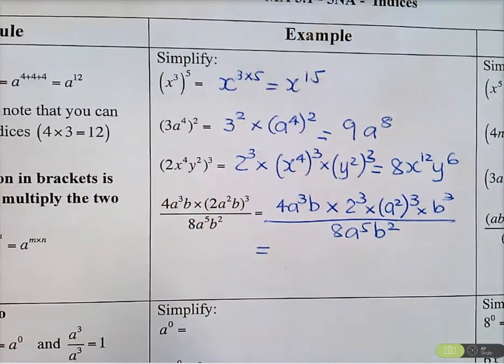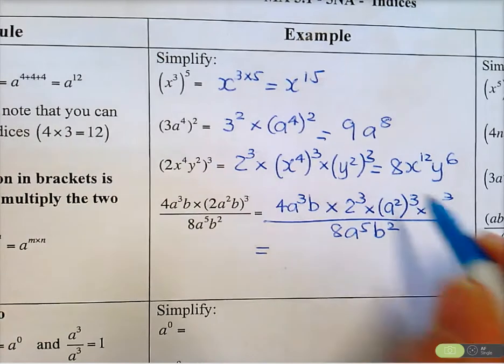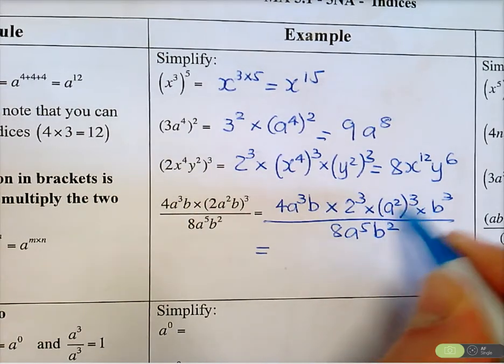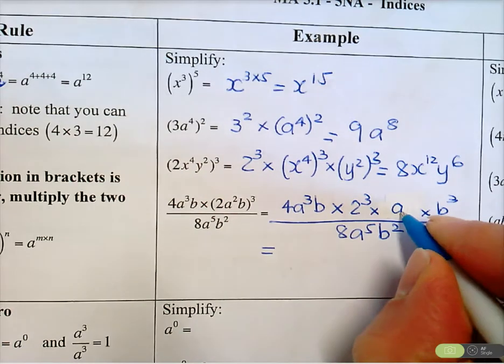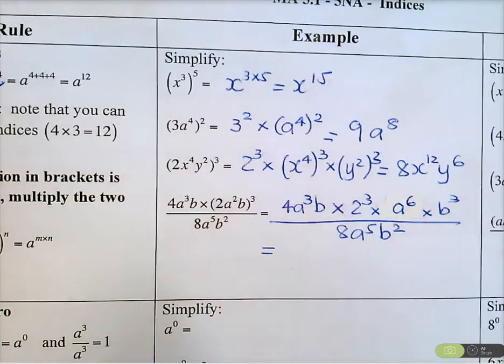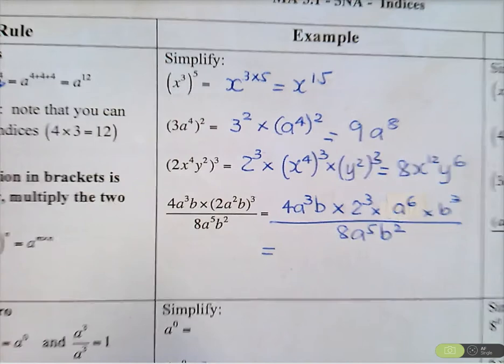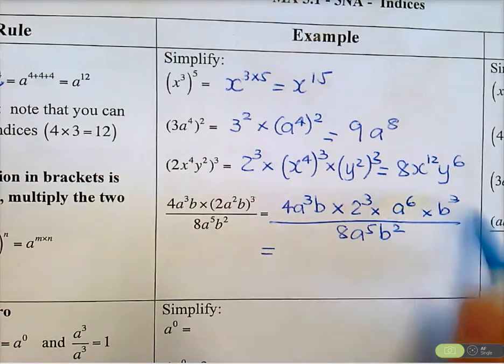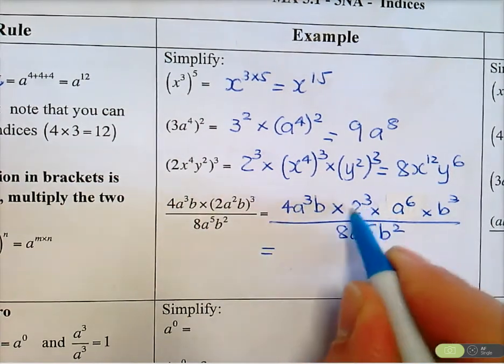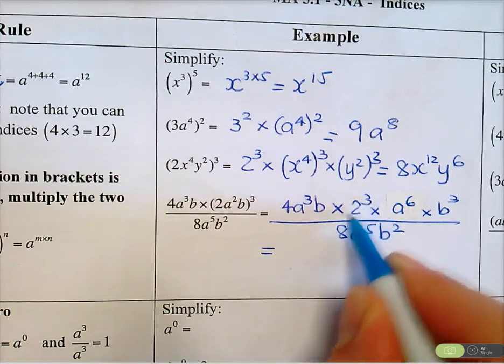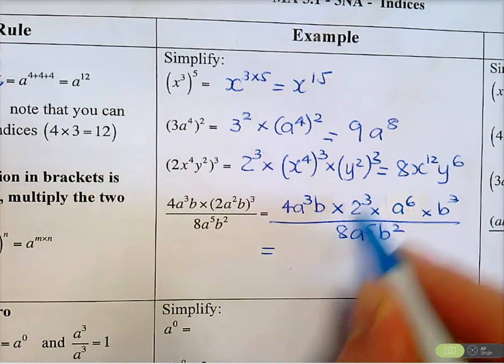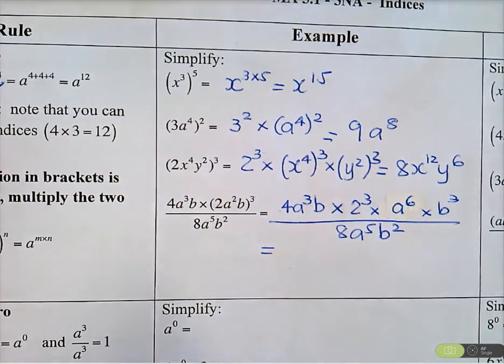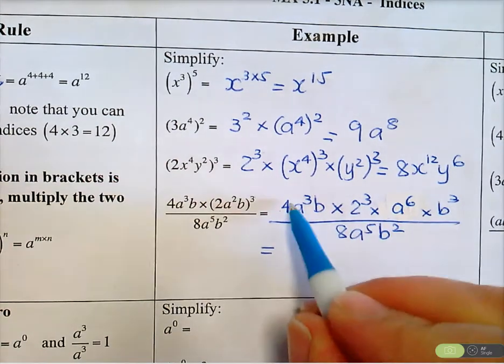Okay, let's work out what we've got. We probably should have written a to the 6 here. That would have been better. Save us a line. All right, I'm just changing that a squared to the power of 3 to an a to the 6 just to save a line of writing. So, girls, we can simplify the numerator. What's 2 cubed, girls? 8. 8 times 4. I'm doing the numbers first. What's 8 times 4?